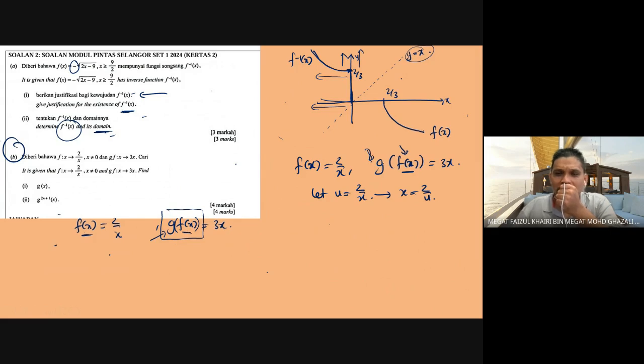So in this case, let's write all this again. g f(x), let f(x) equal 2 over x be u here. So g of u equals 3 times the x here, where x equals 2 over u. Okay, I repeat and explain this in the simplest way.